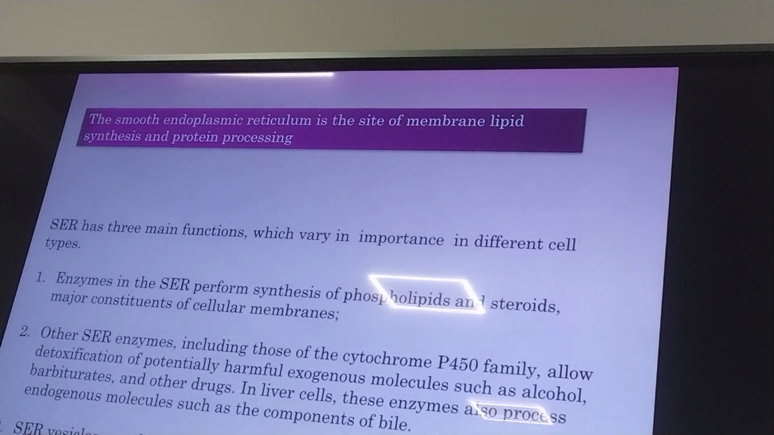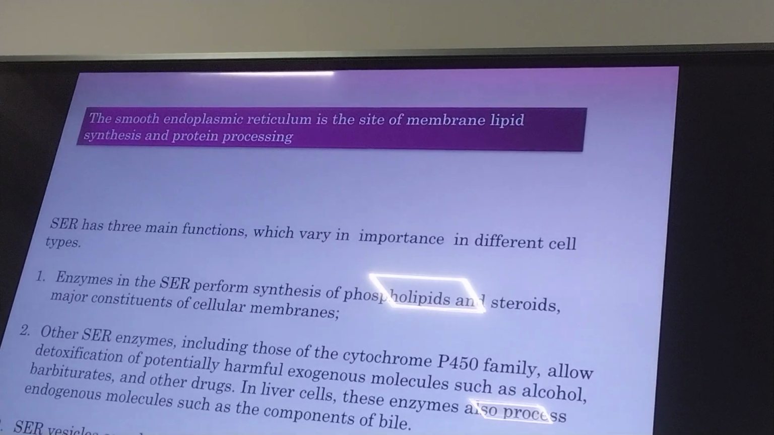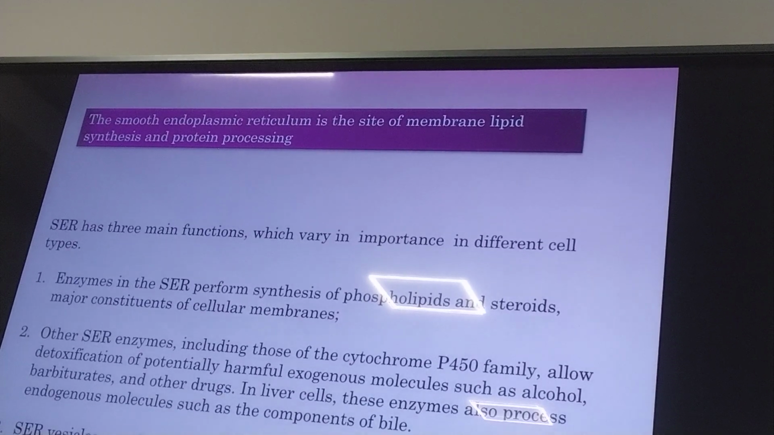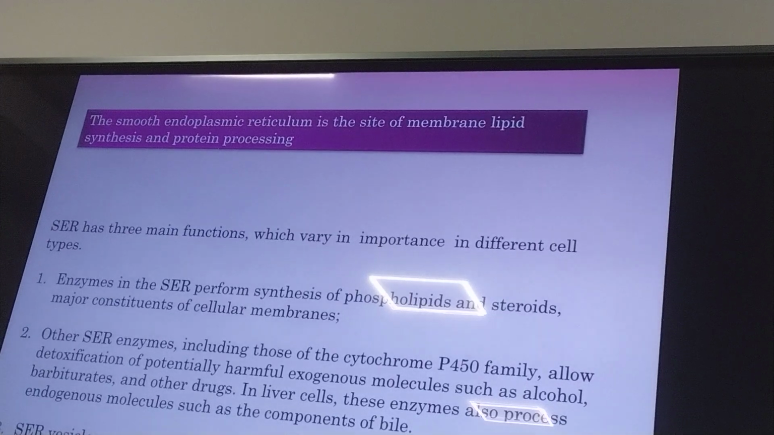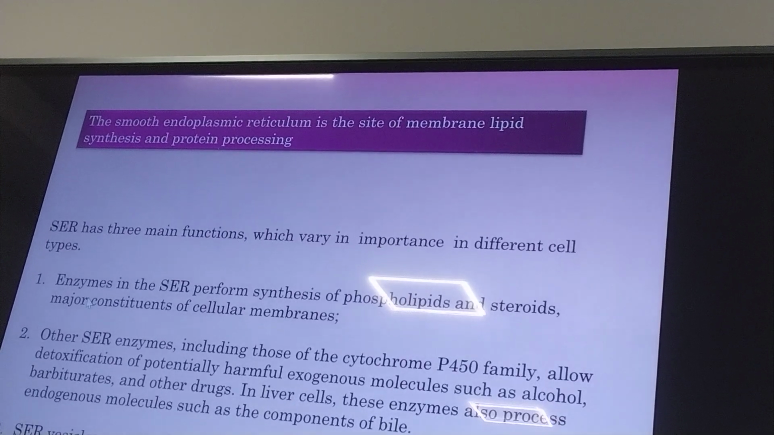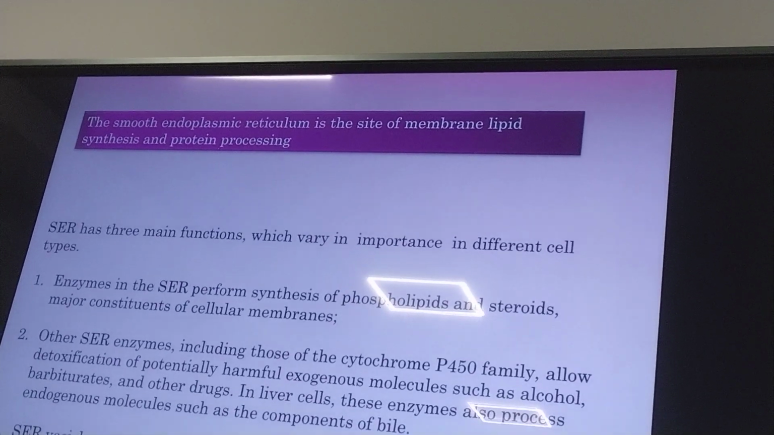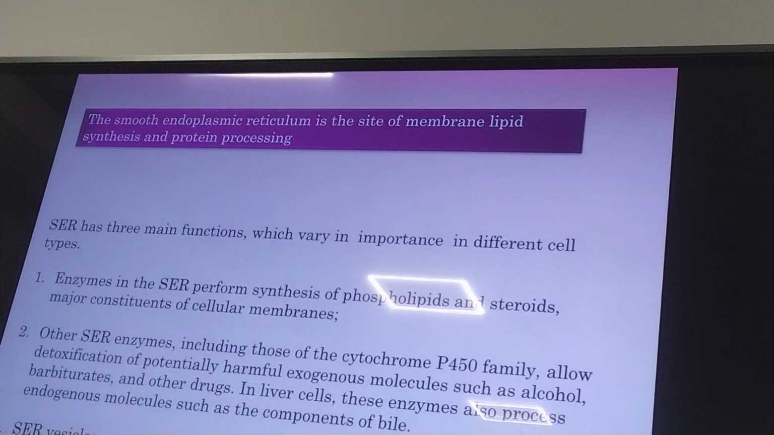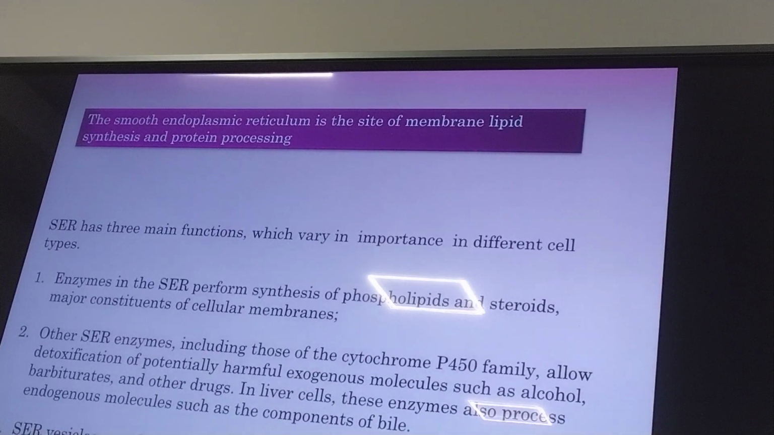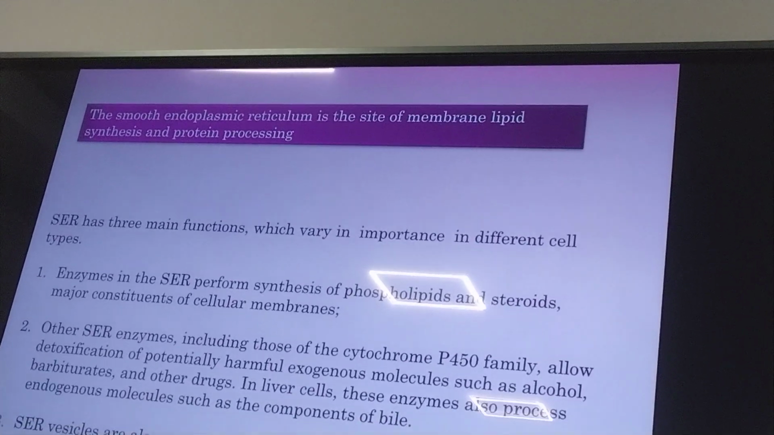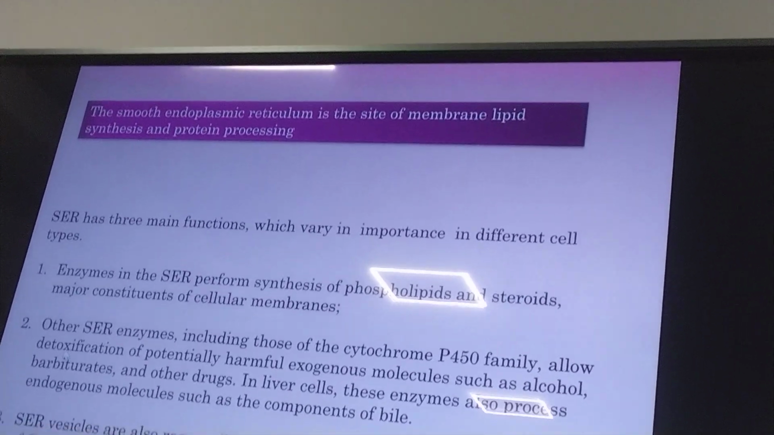Well, what about the smooth endoplasmic reticulum? Now separately, let's talk about it. The smooth endoplasmic reticulum is a site of membrane lipid synthesis and protein processing. Okay? It has three main functions. First of all, enzymes in the smooth endoplasmic reticulum perform the synthesis of the phospholipids and steroids, and those are the major components of the cell membrane, right? So they are produced from the smooth endoplasmic reticulum.